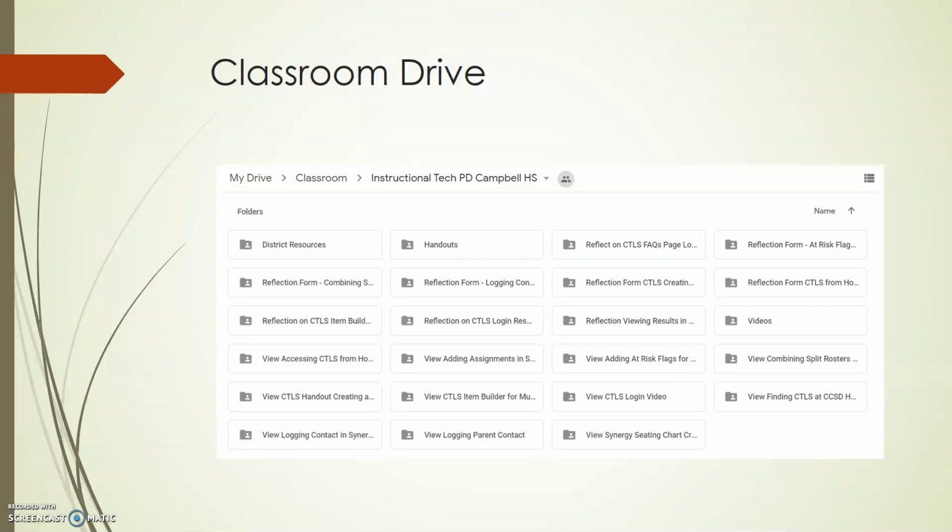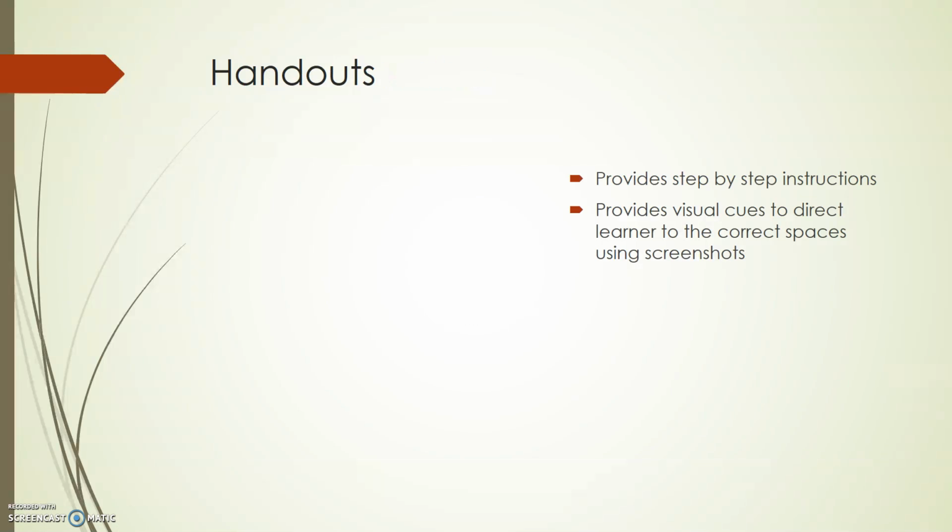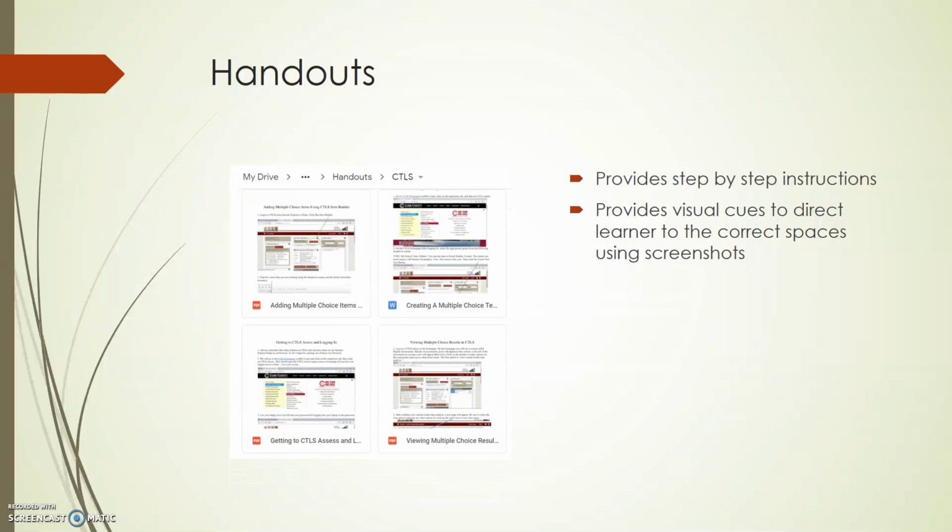So here we can see some of the resources in the Classroom Drive. We have our handouts folder, videos folder, and then all of these assignments that had come in for each of those different videos. What the handouts allowed me to do was to provide step-by-step instructions to teachers. So what we can see in some of these, this is within the classroom itself, we can see some arrows and circles that kind of point out step-by-step what we should be doing. And then I would give instructions on each of them as well.